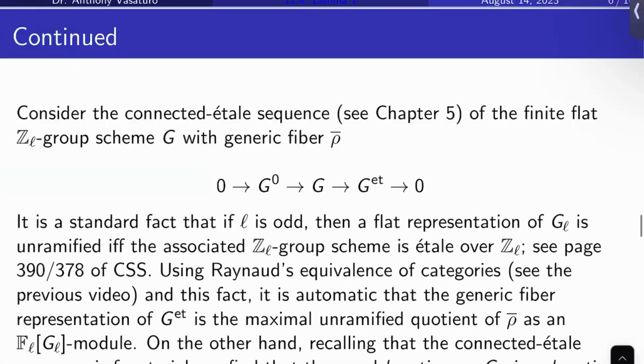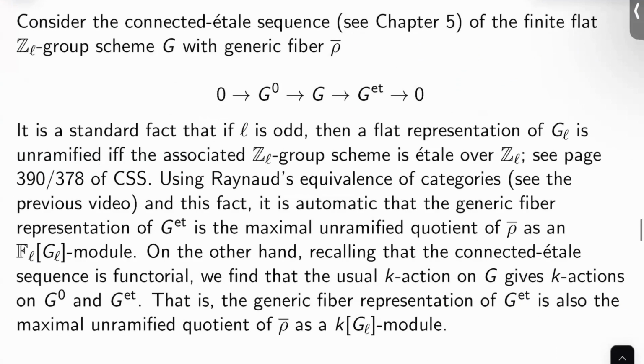Okay, so let's do that. Let's consider the connected étale sequence, and you can go back and see chapter 5 for the basics of this, of the finite flat ZL group scheme G with generic fiber rho bar. Here it is. It goes from 0 to the connected component G0 to G to the étale piece G et to 0. Okay. It is a standard fact that if L is odd, then a flat representation of GL is unramified if and only if the associated ZL group scheme is étale over ZL.